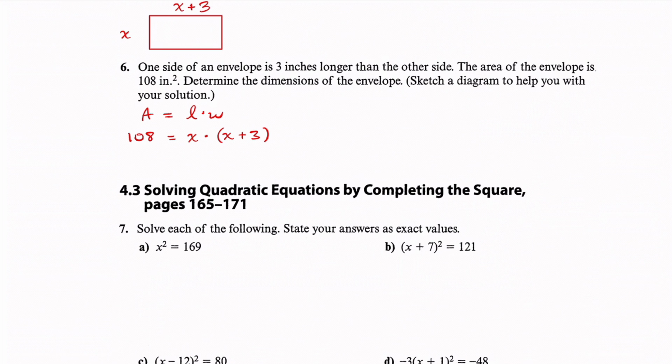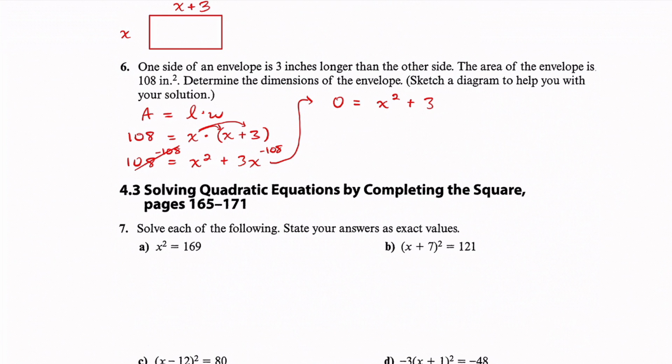So now I have a quadratic equation. I'm just going to first start by distributing the x into the brackets here. So I got 108 equals x squared plus 3x. And then we're going to move everything to the same side. I'm just going to bring my work up top here. So I am going to subtract 108 from both sides. Those 108s are going to cancel. And so I'll have 0 equals x squared plus 3x minus 108.